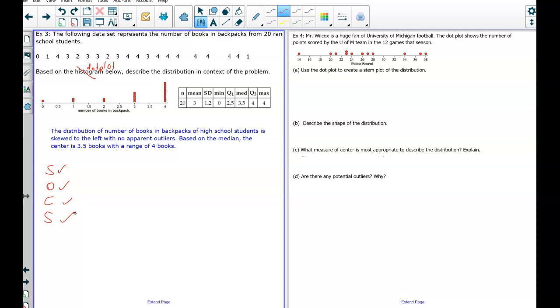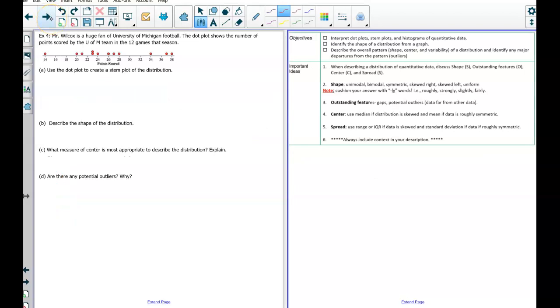And finally, we're going to go on to example 4. Mr. Wilcox is a huge fan of the University of Michigan football. The dot plot shows the number of points scored by the U of M team in the 12 games. Use the dot plot to create a stem plot of the distribution. So I'd like you to put the video on hold and create the stem plot.